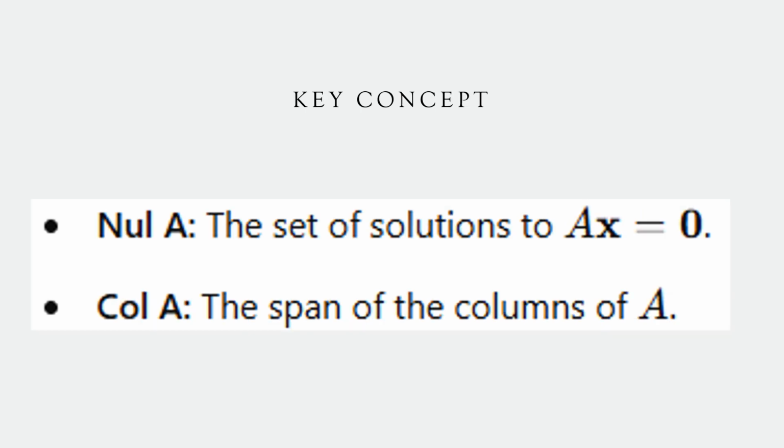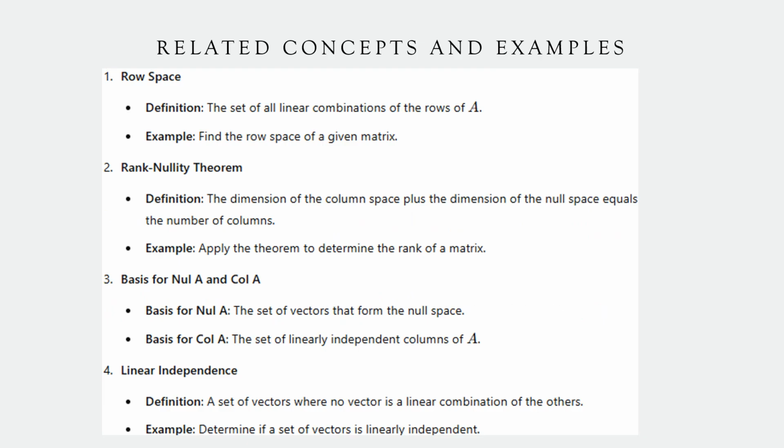The key concept to keep in mind for this problem is that null A is the set of solutions to Ax equals 0, whereas column A is the span of the columns of A. Some related concepts and examples would be row space, which is the set of all linear combinations of the rows of A. An example of that would be to find the row space of a given matrix.